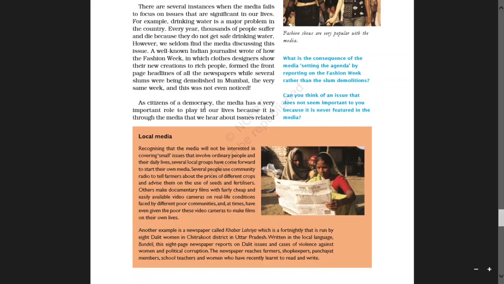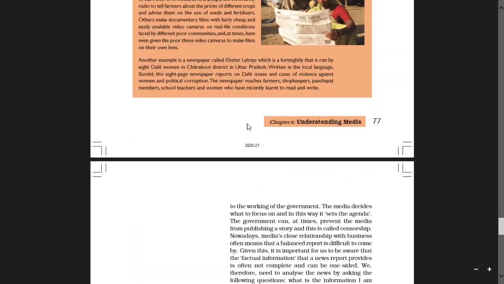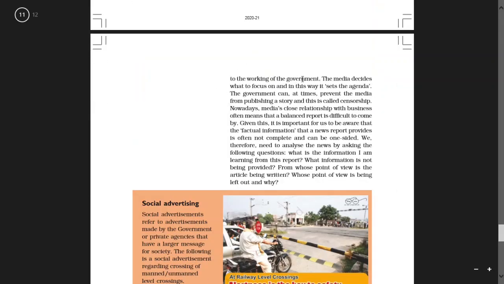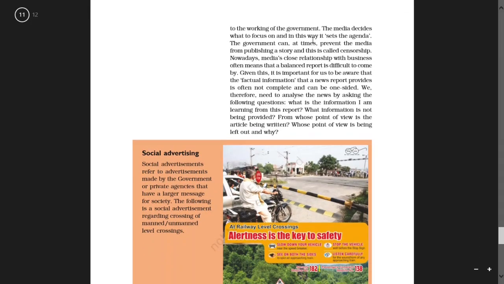As citizens of a democracy, the media has a very important role to play in our lives because it is through the media that we hear about issues related to the working of the government.